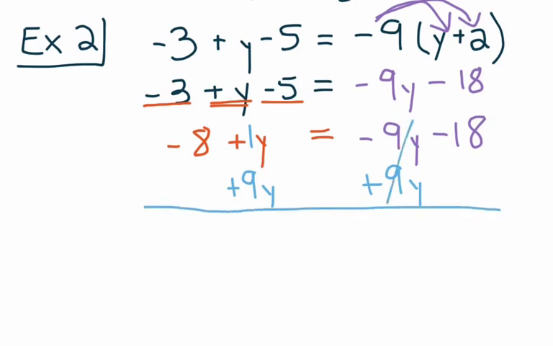It's going to cause these to cancel, and I have negative 8 plus 10y equals negative 18. My variable term is now on the left side, and I want to move my constant terms over to the right. So that means I need to get rid of this negative 8. So I'm going to add 8 to both sides.